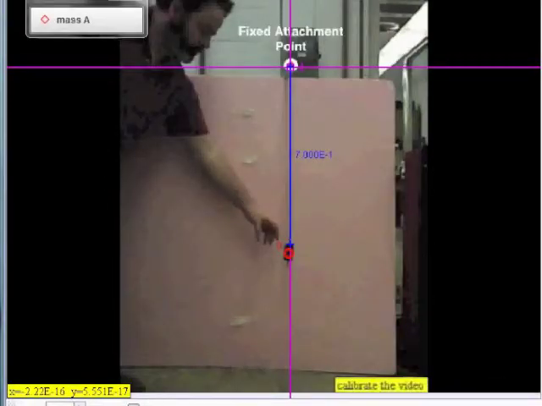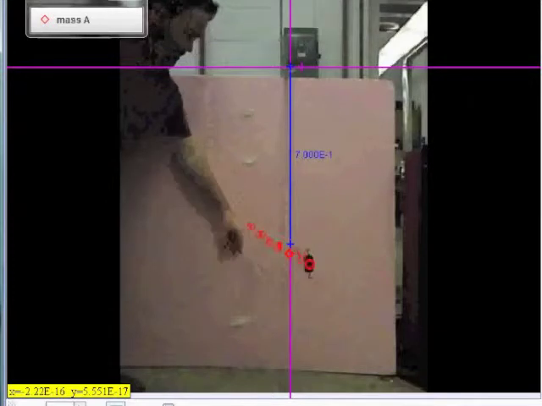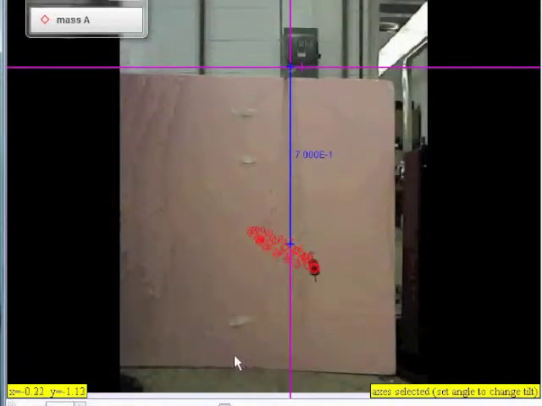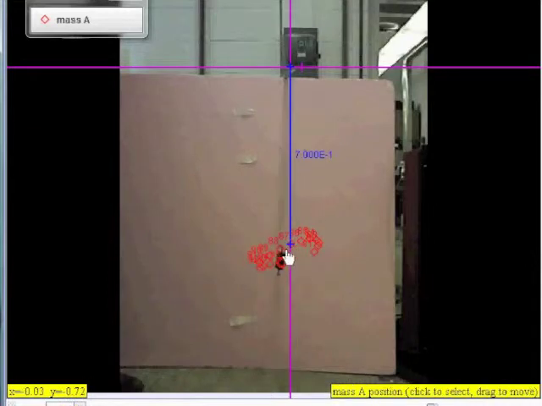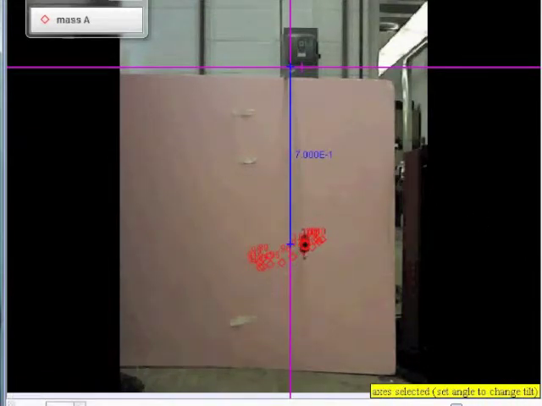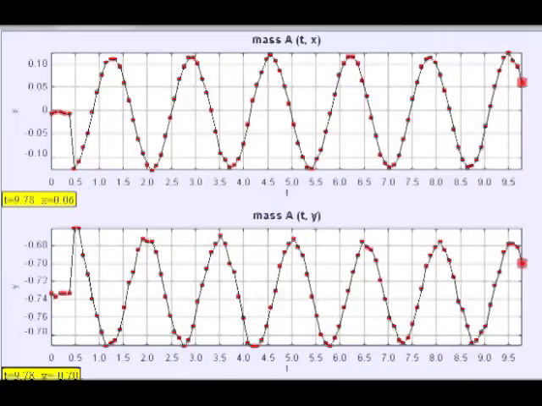In analyzing the video, the point that the spring is attached to a pivot is defined as the origin, so the spring's initial position is about negative 0.7 meters in the y direction. The combination of the swinging motion in the x direction and the spring motion in the y direction caused the path of the motion of the spring to follow a roughly elliptical trajectory.